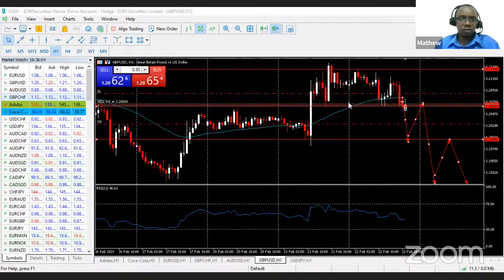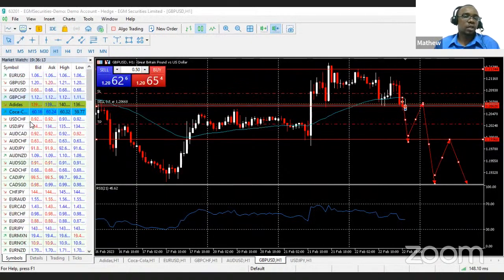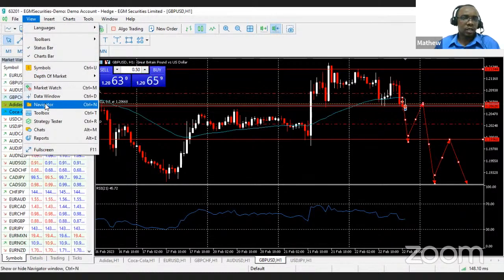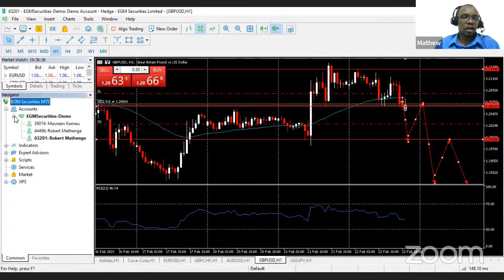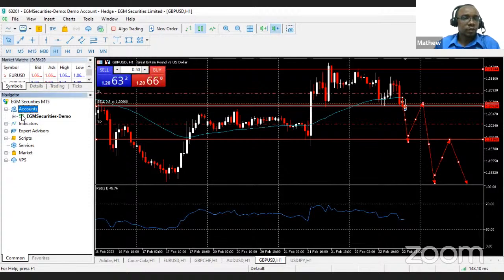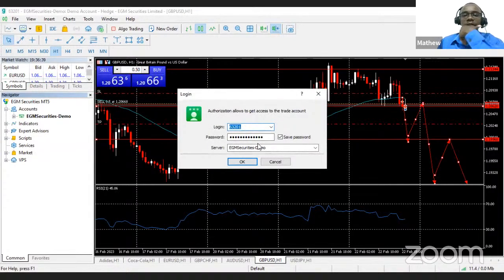Now, if we go back to this chart, if you really want to, you must make sure that you understand the navigator. So what you need to do is click here, navigator. You should come here. This is already an account. It's already active. So in this case, you just need to select an account here and then say log in, right? It will give you login to a trade account. Then once you say login to a trade account, you should be able to put in the login details.